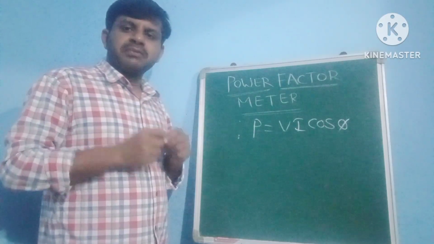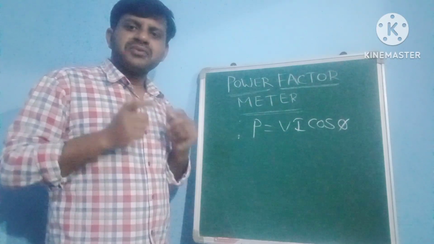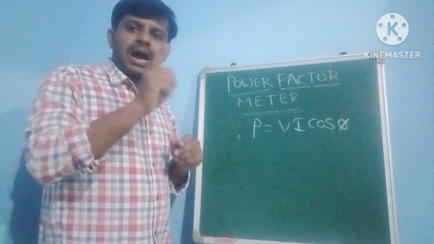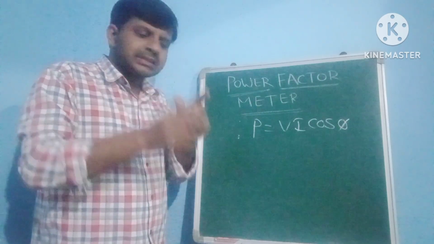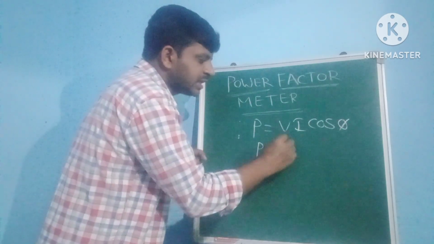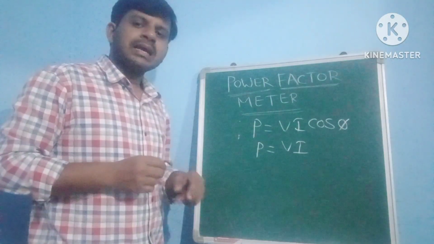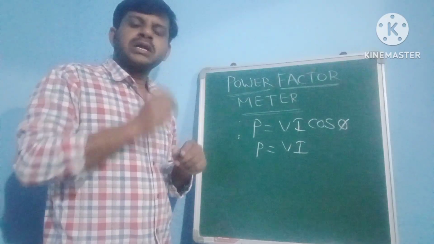The basic difference between a dynamometer type wattmeter and a power factor meter is only cos phi, nothing but power factor. With an ordinary dynamometer type wattmeter, we can measure the power only, that is given as P is equal to V into I. Here we can calculate both voltage as well as current with the help of a dynamometer type wattmeter.